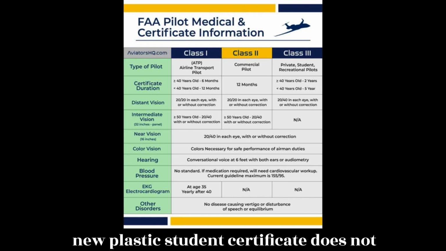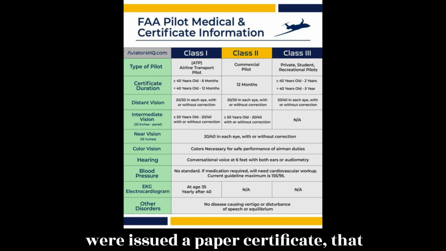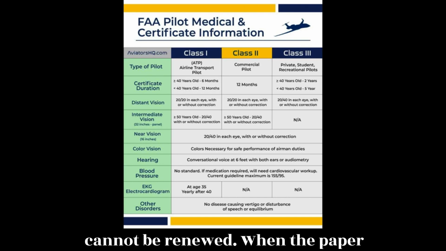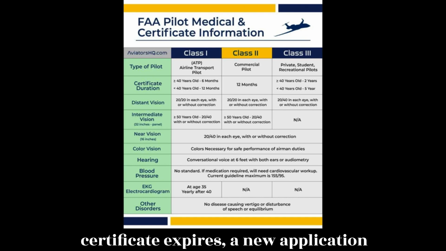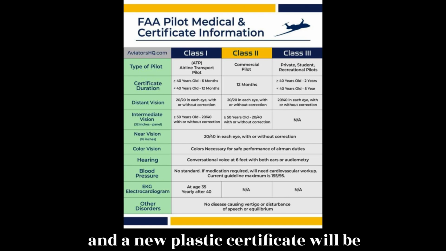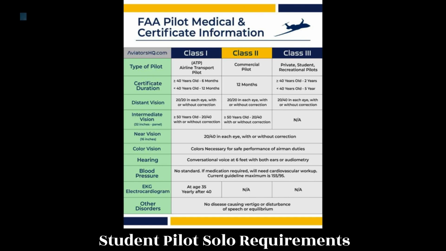The new plastic student certificate does not have an expiration date. For airmen who were issued a paper certificate, that certificate will remain valid until its expiration date. A paper certificate cannot be renewed. When the paper certificate expires, a new application must be completed via the IACRA system, and a new plastic certificate will be issued. Student pilot solo requirements.